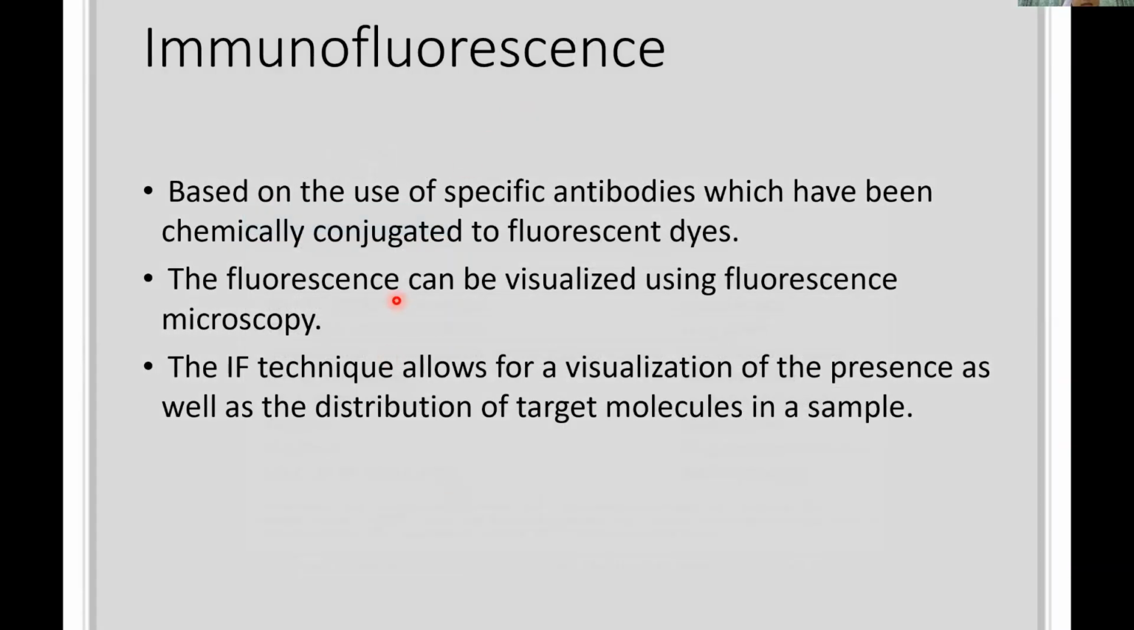Next, immunofluorescence. Immunofluorescence uses specific antibodies which have been chemically conjugated to a fluorescent dye. For immunofluorescence, we need to use a fluorescent microscope. The normal light microscope cannot show IF specimens. The IF technique allows visualization of the presence as well as the distribution of the target molecule in the sample.